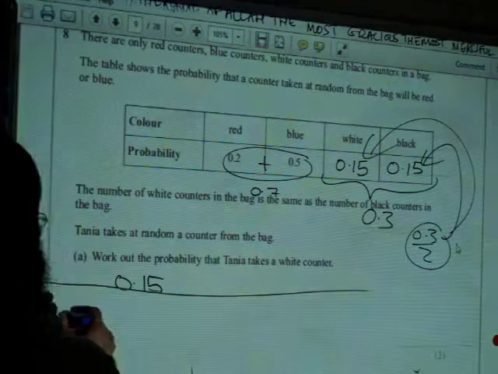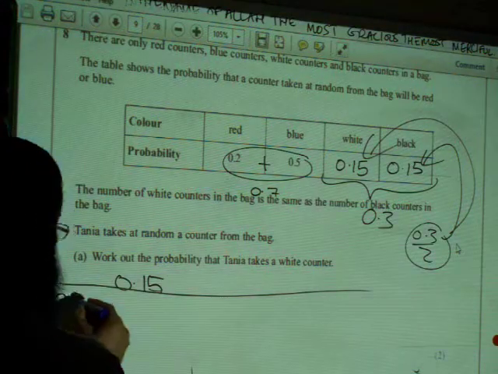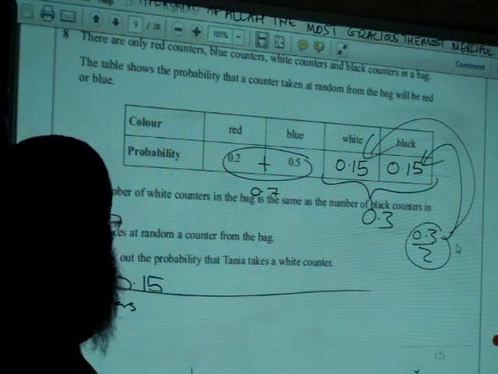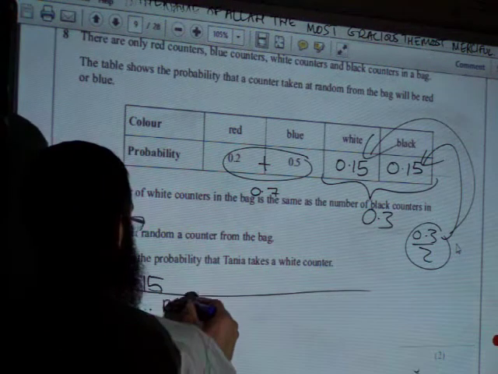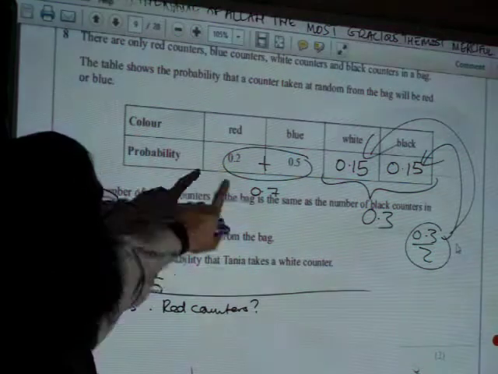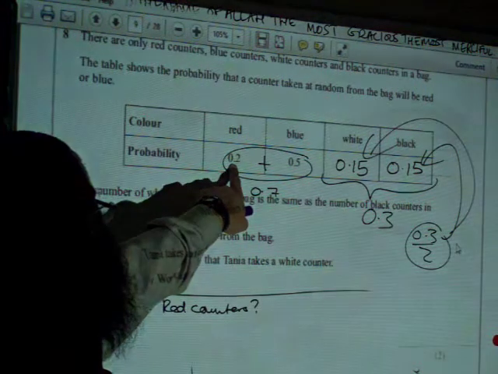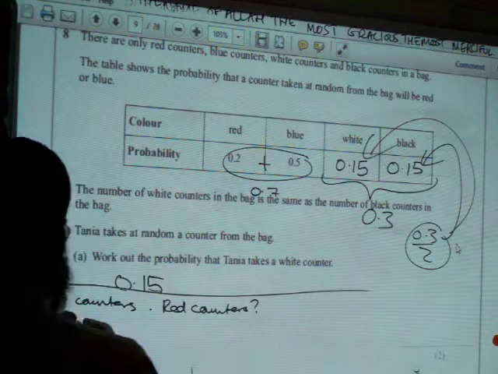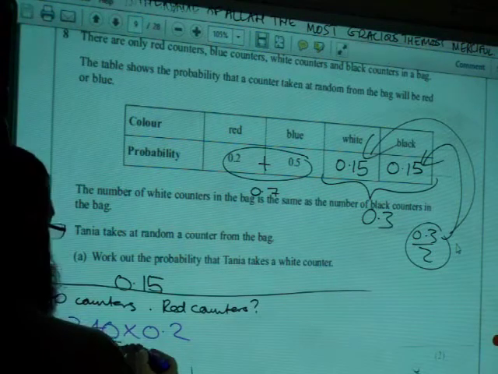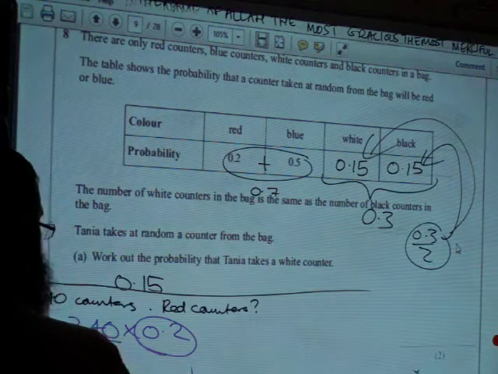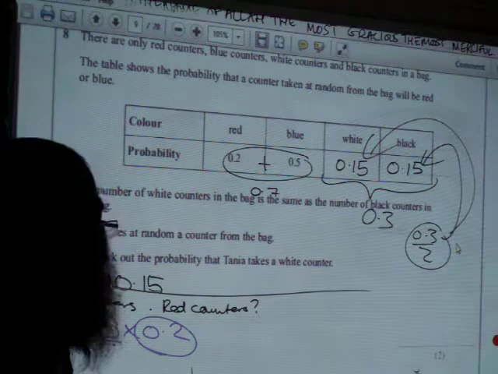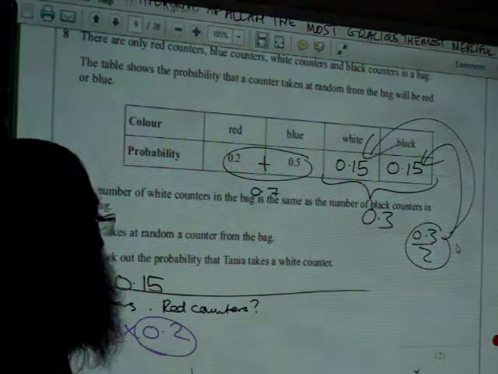Now the next part says there are 240 counters in the bag. Work out the number of red counters. What's the probability of getting a red one? 0.2, same as 20%. That's right. So it's 20% of 240. 0.2 is 2 tenths. What's 1 tenth? 24. So 2 tenths is going to be 48.